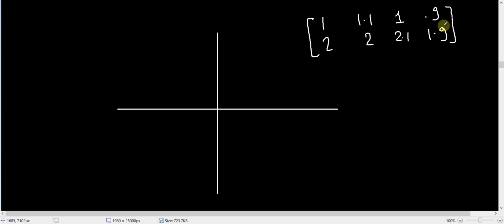If you draw those results, you'll find that this might be the first point, 1 and 2. The second point will be 1.1 and 2, so this might be the second point. The third point is 1 and 2.1, so this is the third point. The fourth point was 0.9 and 1.9, so this was somewhere here.